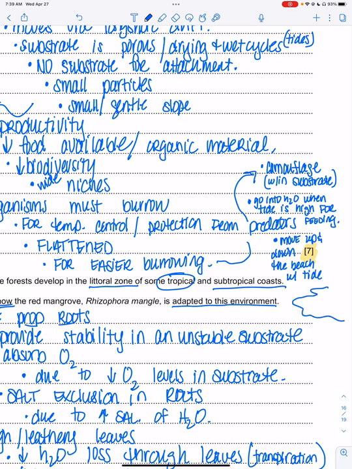As your water comes in, they can move up with it, and then as it starts to retreat back, they can go back with it.